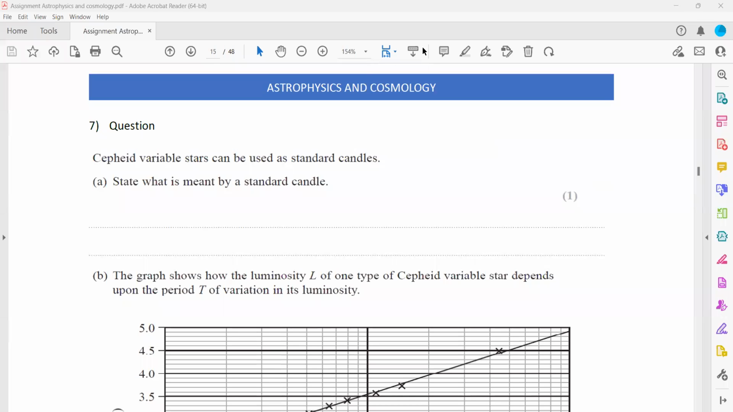So this one is an assignment from the Astrophysics and Cosmology topic. The question is, Cepheid variable stars can be used as standard candles. What is meant by standard candle?